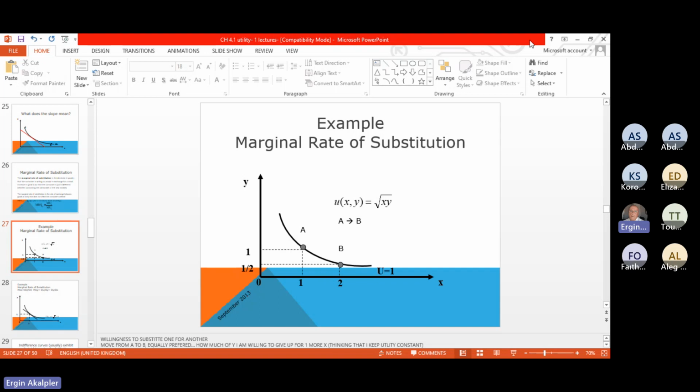And you will determine what the utility is. As it is indicated here, it is 1. It is estimated as 1, or supposed to be estimated as 1.